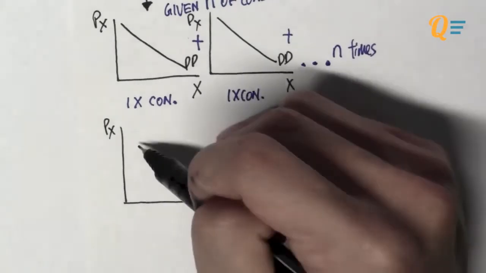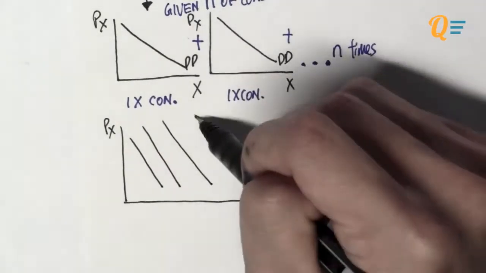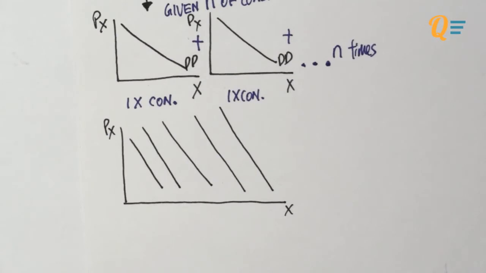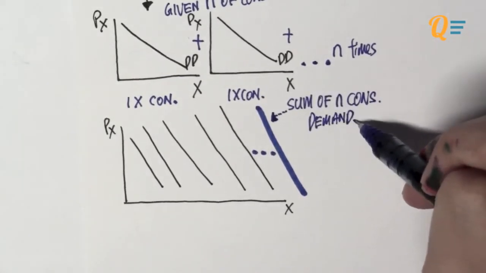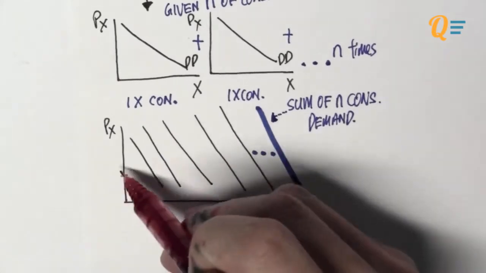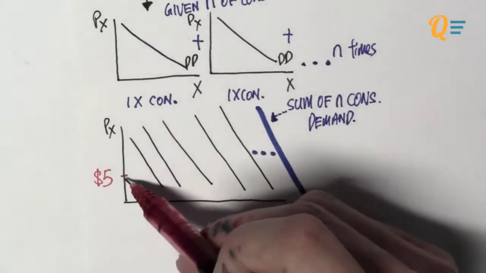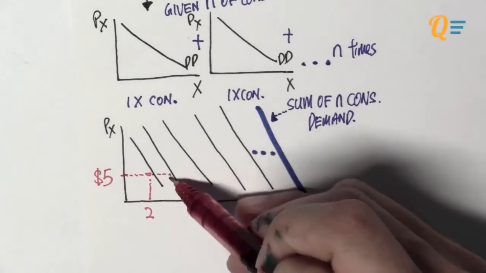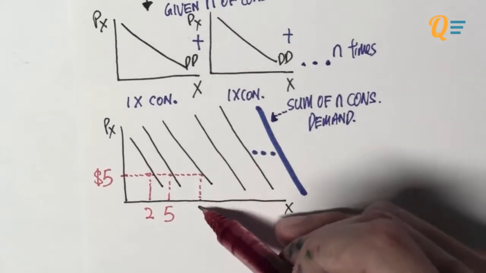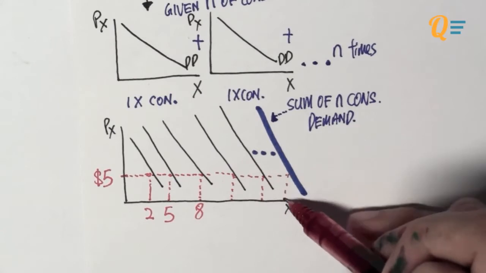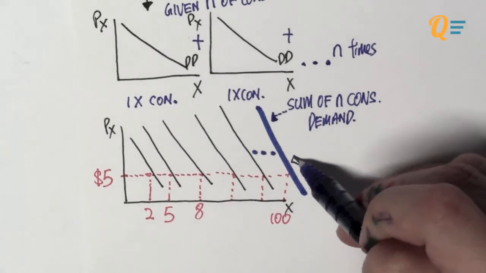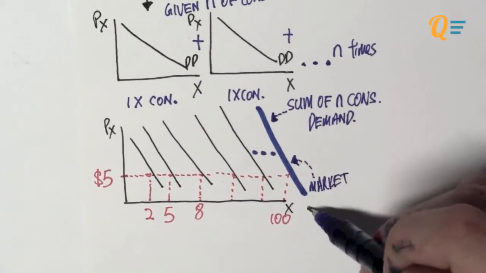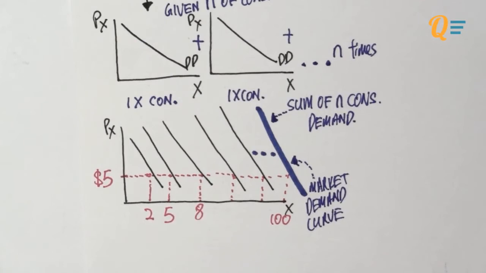This is the total demand of all the consumers. So this is one demand, two demands, three demands, so on and so forth. Okay, you add up all the demands horizontally, and then you're going to get a market demand curve. Okay, so this is the sum of n consumers' demand curves. To use a numerical example, if the product is $5, then one consumer will demand two of them. Two consumers will demand five of them, three consumers will demand eight of them, so on and so forth. And let's just assume that the total market demand, given that the price of X is $5, is going to be 100X. So this, again, is the market demand curve.